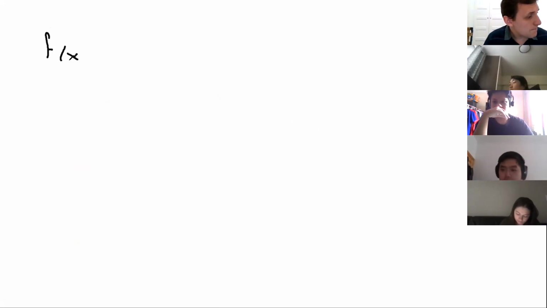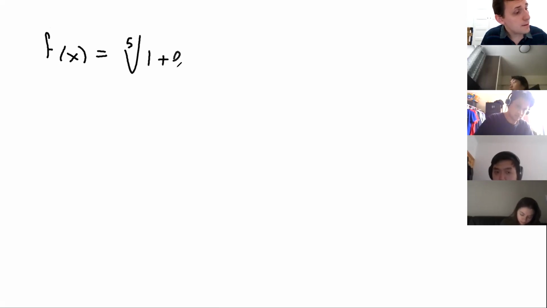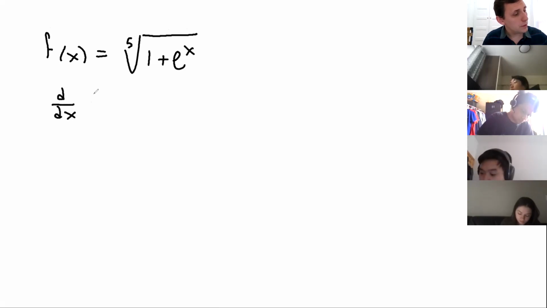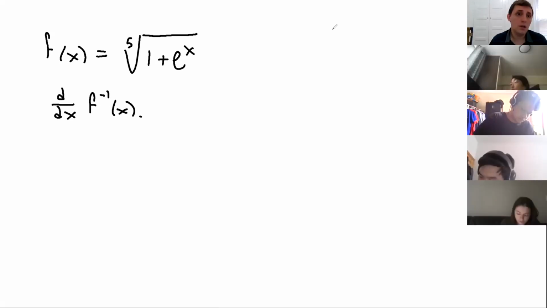All right, guys, so here is a function f of x. It's going to be the fifth root of 1 plus e to the x. I want you to tell me what's the derivative of the inverse function. And I want you at the end of the day to simplify it and get it to an expression only involving x. So I want to see several layers of solution for this one.